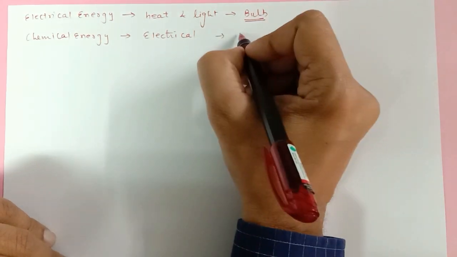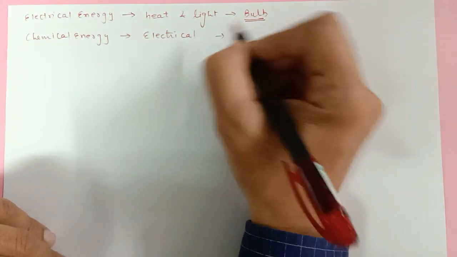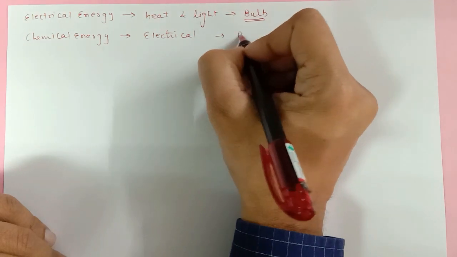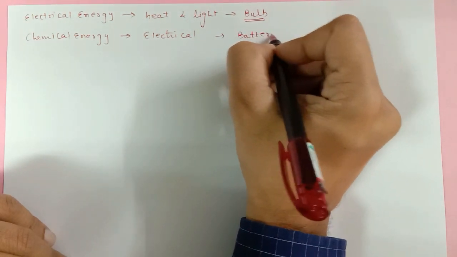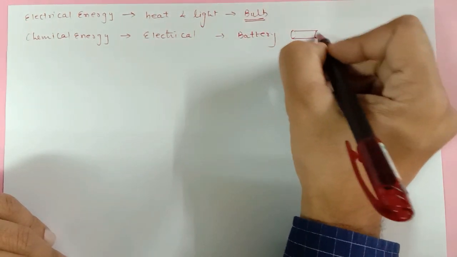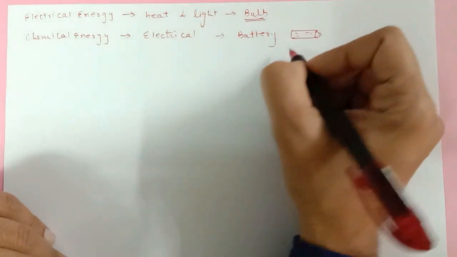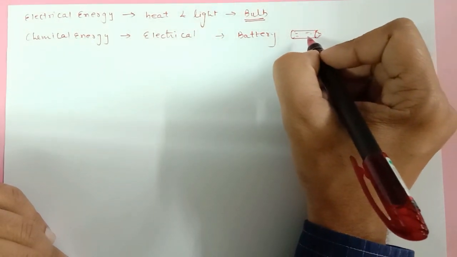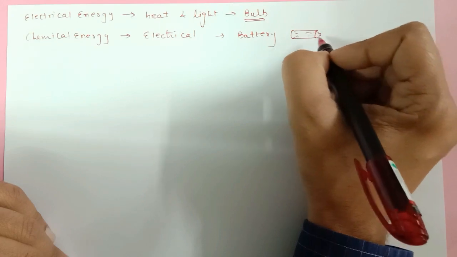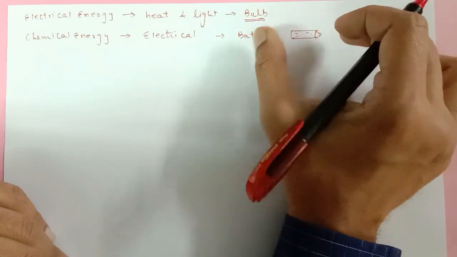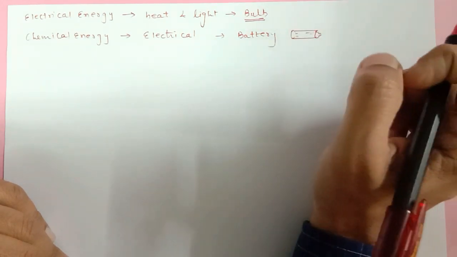The answer is, guess it, yes, the answer is battery. Now in a battery, we have some chemicals, and the chemicals contain bonds. Due to the chemical reaction, the bonds break and chemical energy is released. So even if you don't do anything, there is chemical energy stored inside.